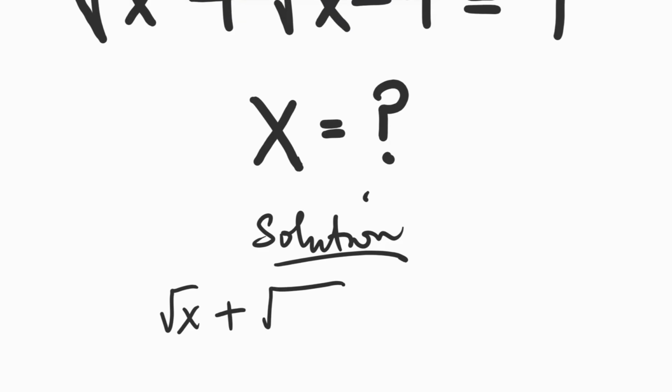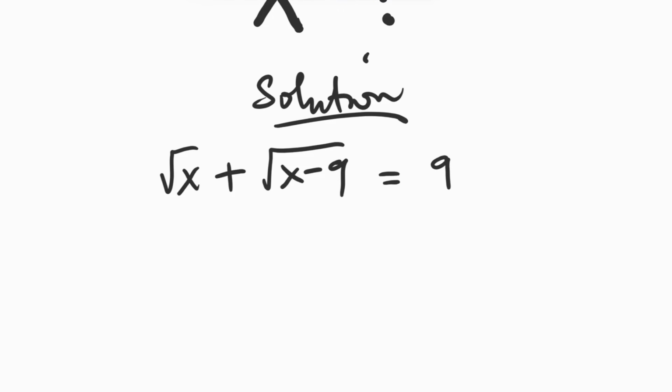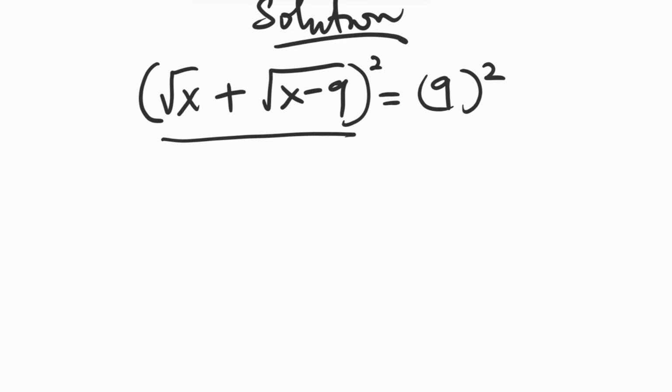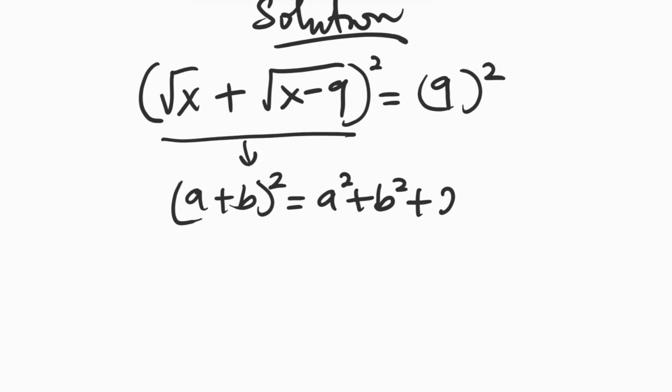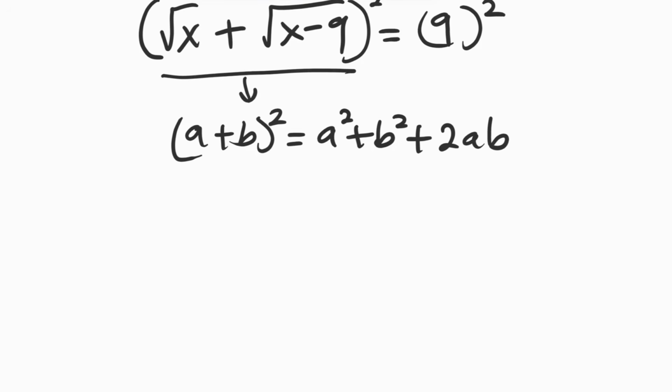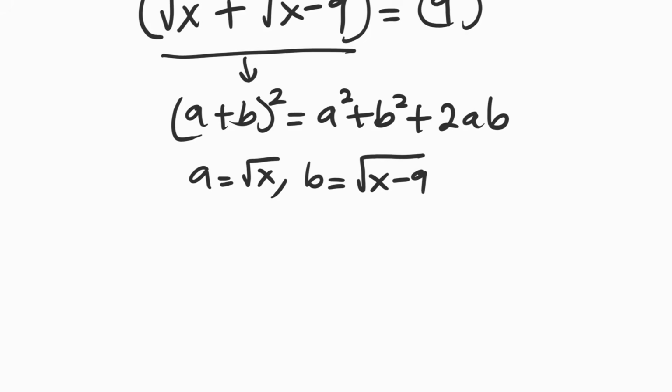So we have root of x plus the root of x minus 9 equals 9. So the first thing we can do is to square both sides, okay? So we square both sides. So what we have here is in the form of a plus b all squared, which is equal to a squared plus b squared plus 2ab, where our a is equal to root x and our b is equal to root of x minus 9.